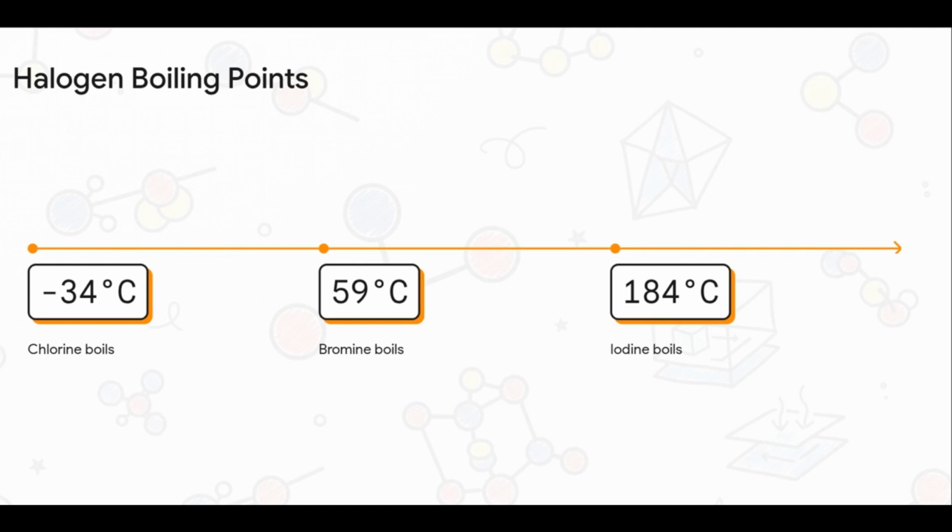Well, as we go down the group, the atoms, and therefore the molecules, get physically larger. And as molecules get bigger, those intermolecular forces between them get stronger. Stronger forces between the molecules literally just means you need a lot more heat energy to break them apart.